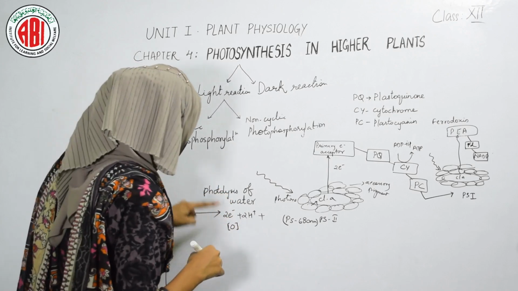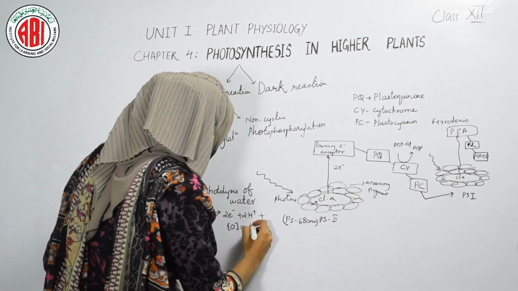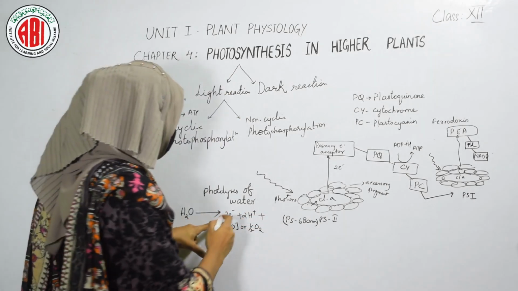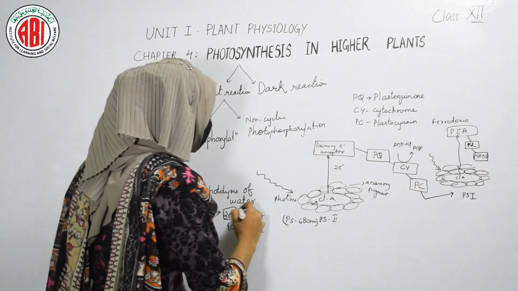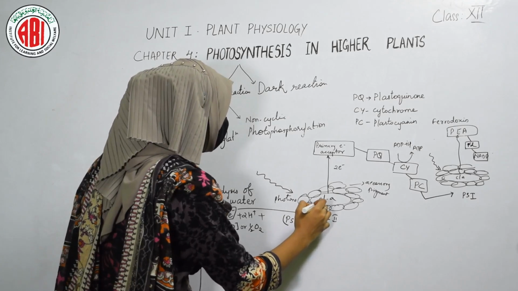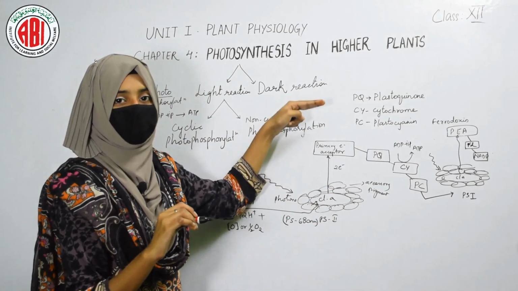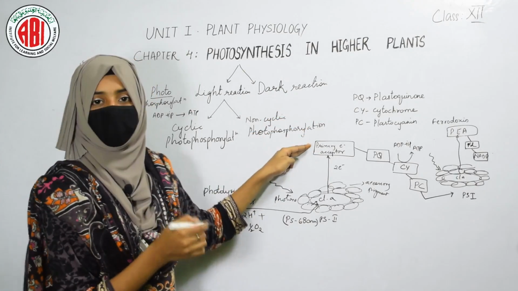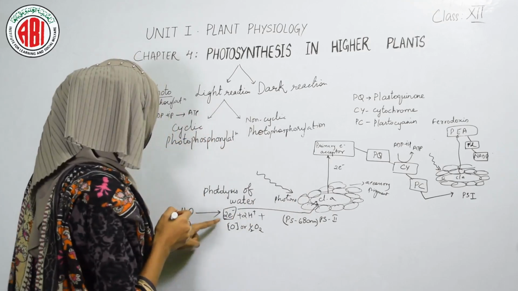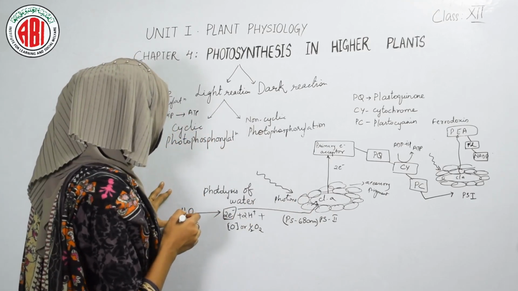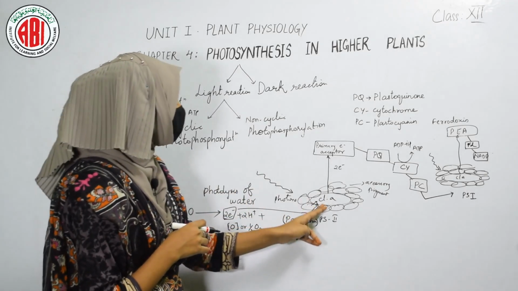Either we can write the nascent oxygen atom in this way, or we can write it as half O2. Now these two electrons that result from the photolysis of water are transferred to chlorophyll A. When the chlorophyll A pigment gives the electron to the primary electron acceptor, then to replace that electron, the electrons released by the splitting of water are going to be transferred to chlorophyll A.